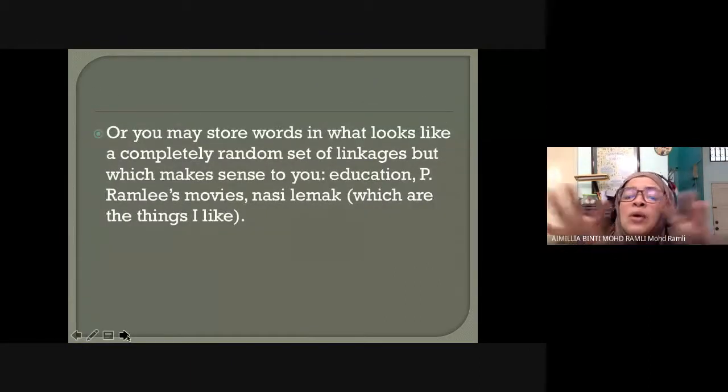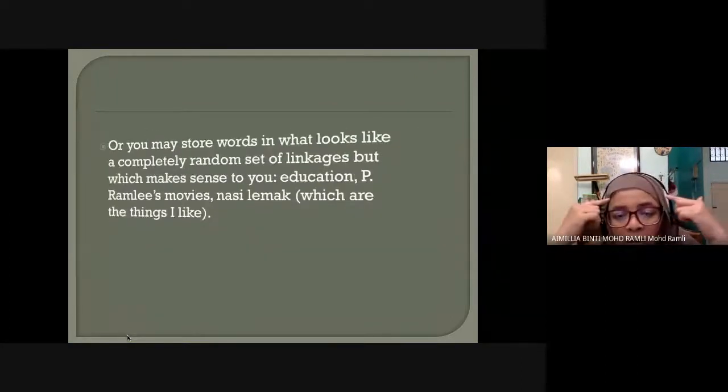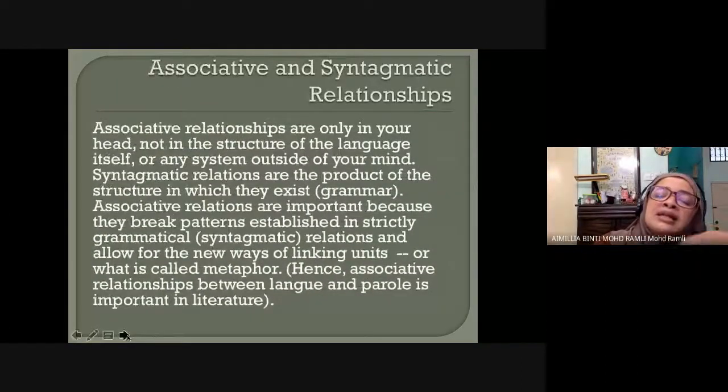Or you may store words in what looks like a completely random set of linkages, but what makes sense to you. For example, education, P. Ramlee movies, nasi lemak. So these are all things I like, and that's how you store the word inside your mind. So associative relationships are only in your head, not in the structure of the language itself or any system outside of your mind. Syntagmatic relations are the product of the structure in which they exist, grammar, but associative relationships are important because they break patterns established in strictly grammatical relations and allow for new ways of linking units, or what is called metaphor.